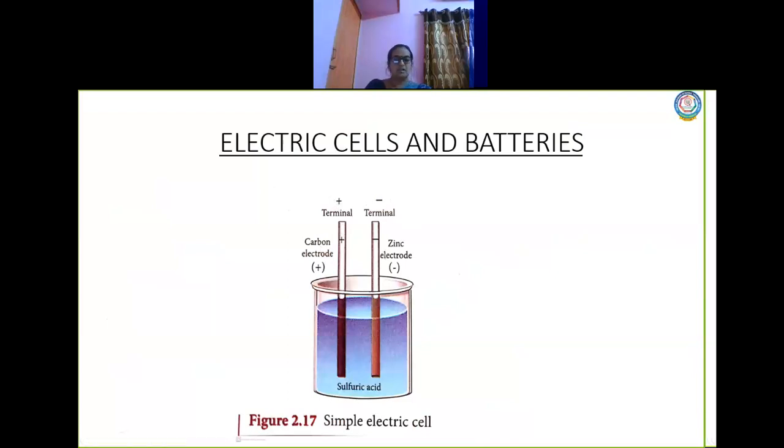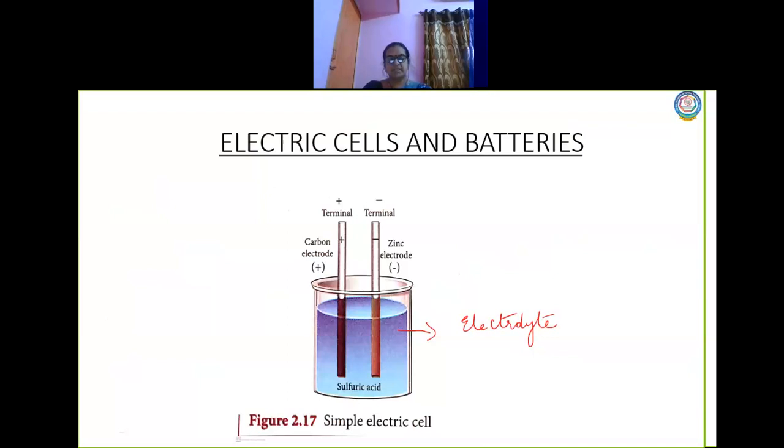Now these two electrodes are immersed in a solution, here it is sulfuric acid. This sulfuric acid is nothing but the electrolyte. This is called the electrolyte. So, when several cells are connected together, you call it a battery. That also I told you.